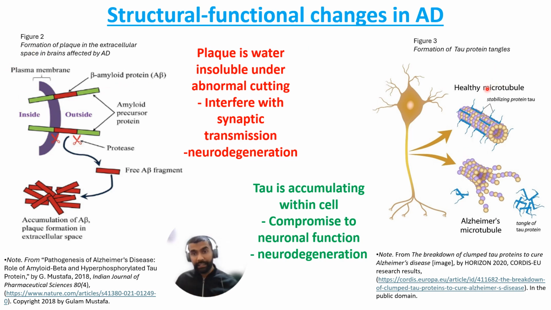On the other hand, these blue structures over here called tau protein stabilize and assist in the functioning of the neurons. They start accumulating together inside the cell. As a result, this accumulation within the cell compromises the neuronal function. As a result, it leads to neurodegeneration in Alzheimer's disease.